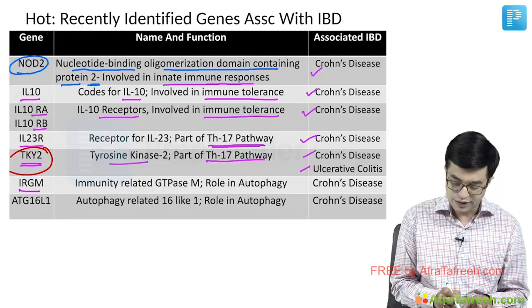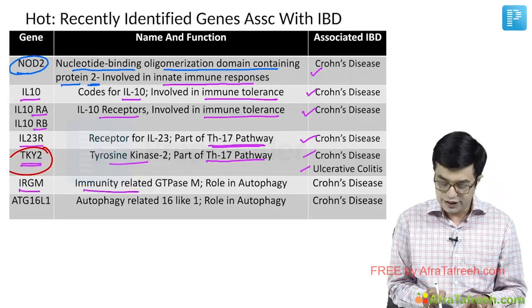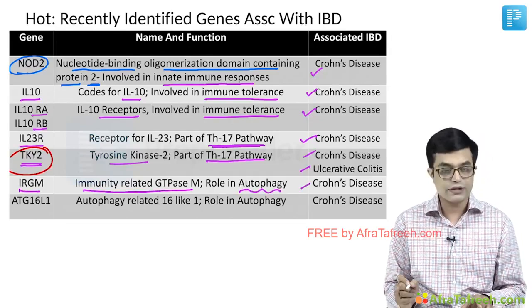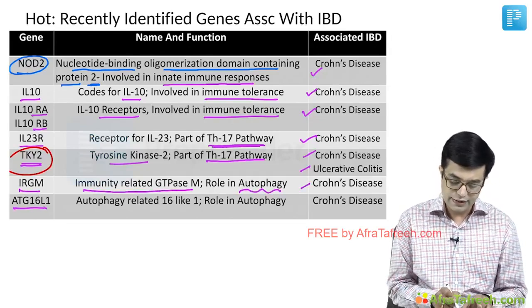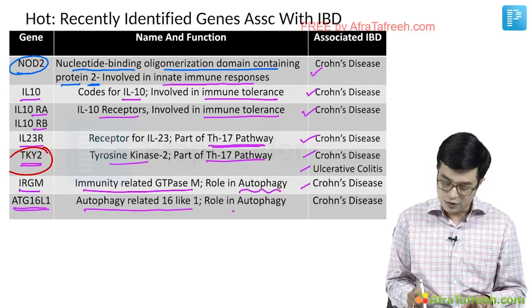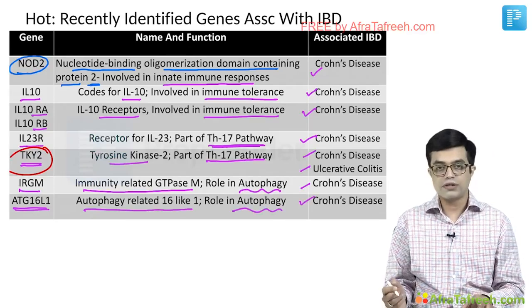Then we have IRGM, which codes for immunity related GTPase M protein. It has a role in autophagy and it increases the risk of Crohn's disease. Then we have ATG16L1, which codes for autophagy related 16 like 1 protein. It has a role in autophagy and increases the risk of Crohn's disease.